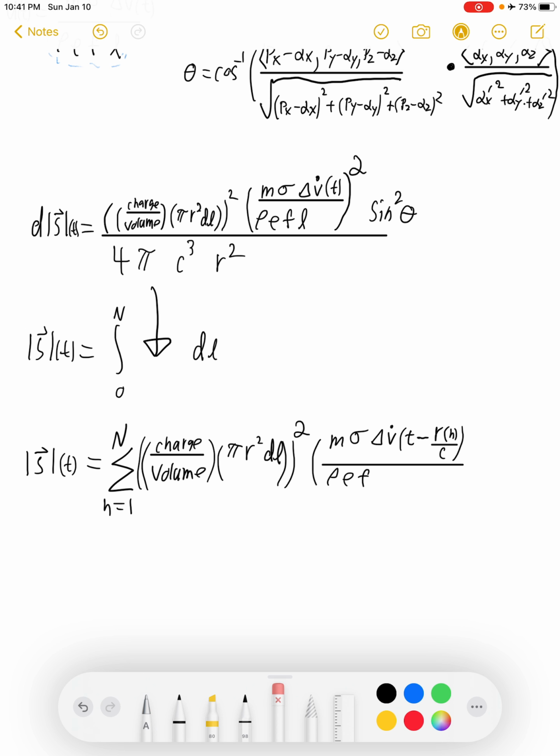You know what? Hold on a sec. I said dl. Just as the integral was replaced with the sum, the dl will be replaced with the length of the section. That length of the section is going to be the total length of your wire, uppercase L, divided by the number of sections. Squared sine squared theta, which also is dependent on the index.